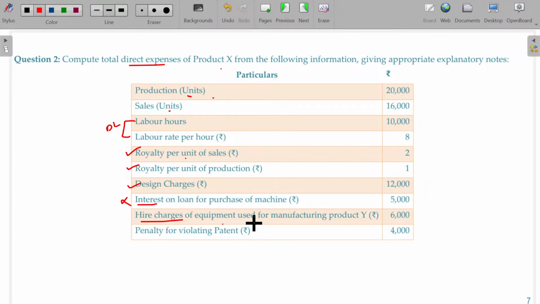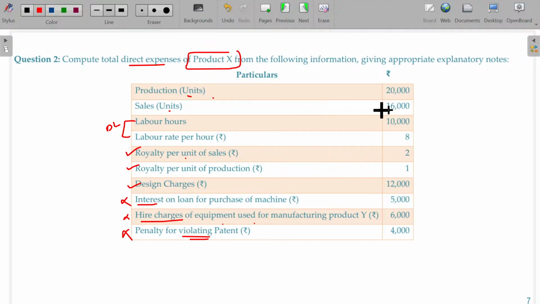Higher charges on equipment used for manufacturing product Y. So we are talking about product X. So these higher charges are for product Y. Of course, it is a direct expense for product Y, not for this one. And penalty for violating patent, any legal violation, any payment there will not be considered here.